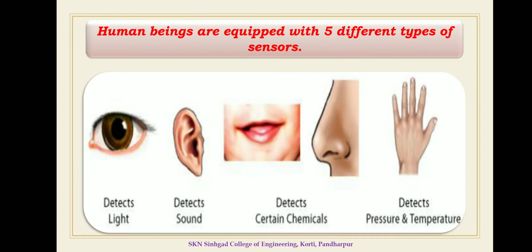These are the 5 different sensors of the human body. The first sensor is the eye. Eye detects light. Then ear detects sound. Then nose detects smell or certain chemicals. Then skin detects pressure and temperature, or hand detects pressure and temperature. So these 5 body parts act as sensors.